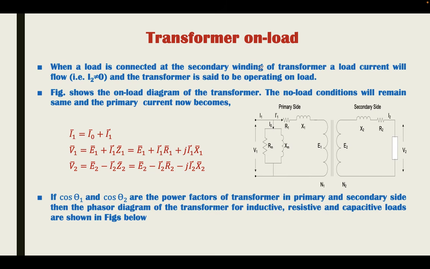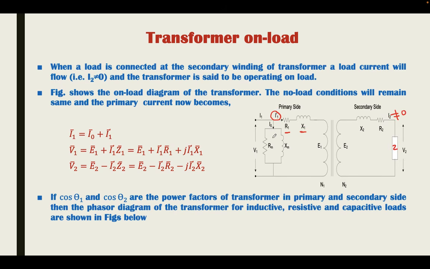Now when the transformer is on load, it means I2 is not equal to 0. It means there is a load having an impedance Z. Z may be purely resistive, purely inductive, purely capacitive, or a combination of R, L and C. Now when some current is flowing in the secondary side, there will be a counterbalance current in the primary side, I1 dash. Due to this extra current flowing in the primary side, a voltage drop will occur in R1, and similarly a voltage drop in X1.